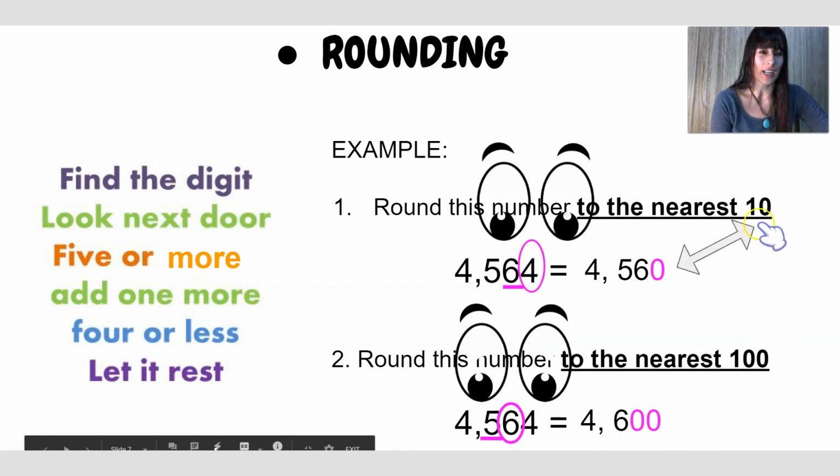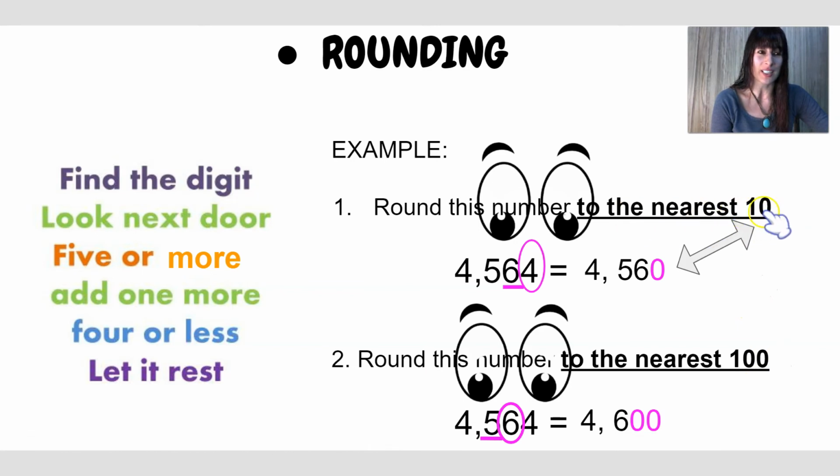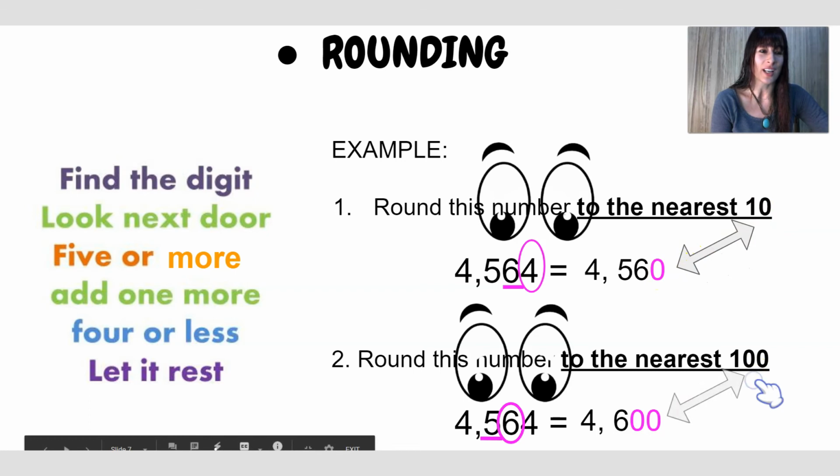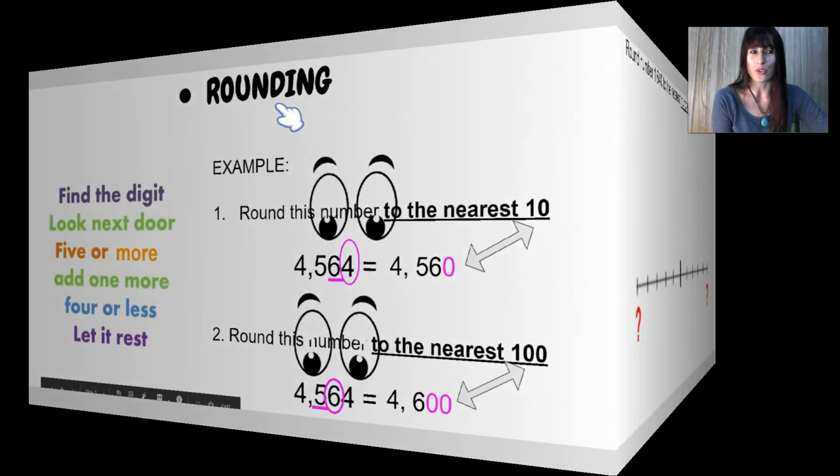So it's important that you pay attention that if it's to the nearest 10, you should only have 1 zero at the end. And if it's nearest 100, you should have 2 zeros at the end. When we round numbers, we can also use a number line.